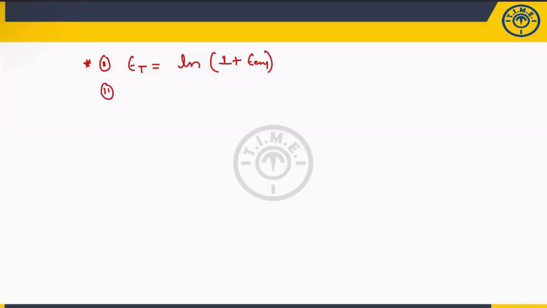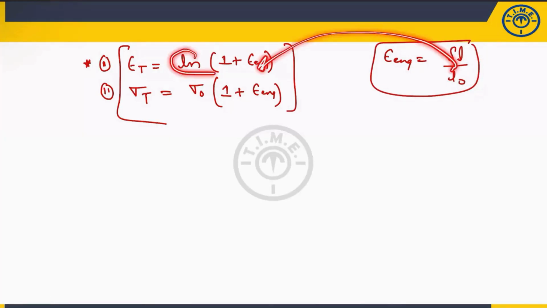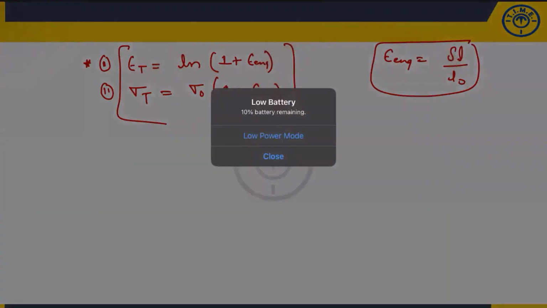And the second one is the true stress, which can be written as sigma naught, that is the longitudinal stress, times 1 plus engineering strain. Okay, so based on these two important relations they are framing the question. Engineering strain you can easily calculate: change in length by original length. If the change in length and original length are given, you will get this value. Once you know this value, just take the logarithmic value, you will get the true strain.